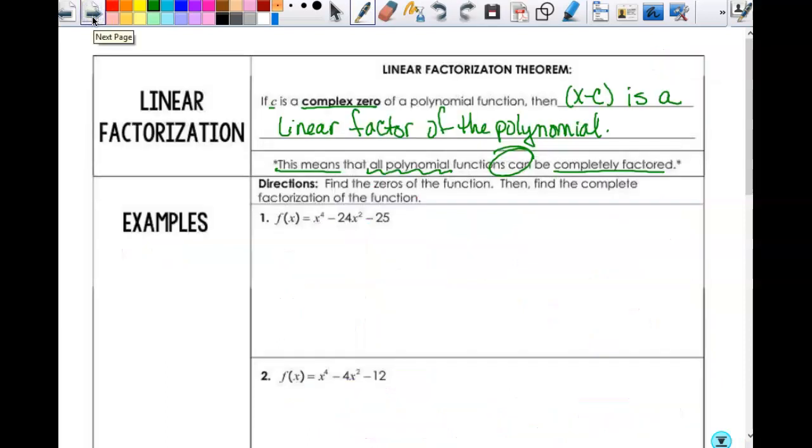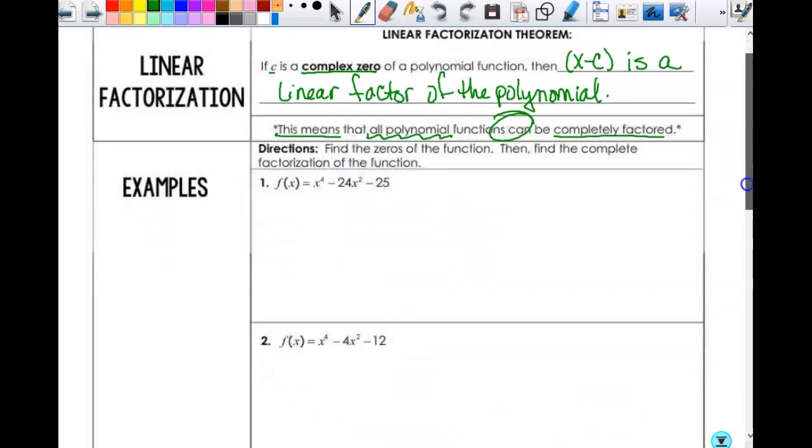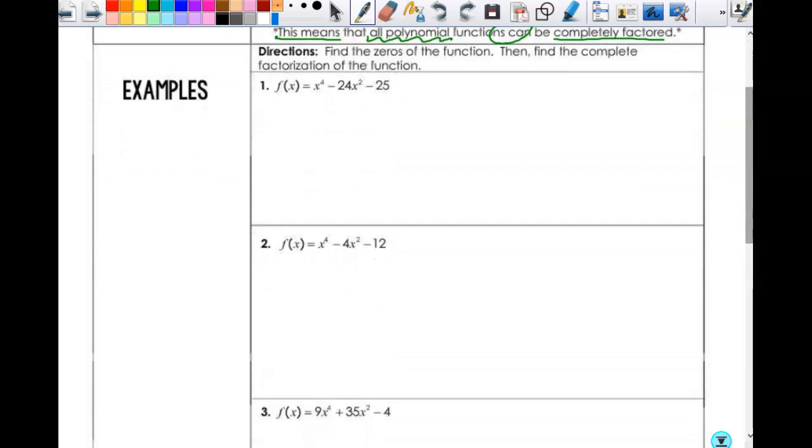Right? So the directions say find the zeros of the function, then find the complete factorization of the function. And this time complete means complete. So before when I've said fully factored, it was like fully factored to your abilities at this point. But now we're going to be able to do it completely. So we start by finding the zeros, which means I want to start by factoring if I can.